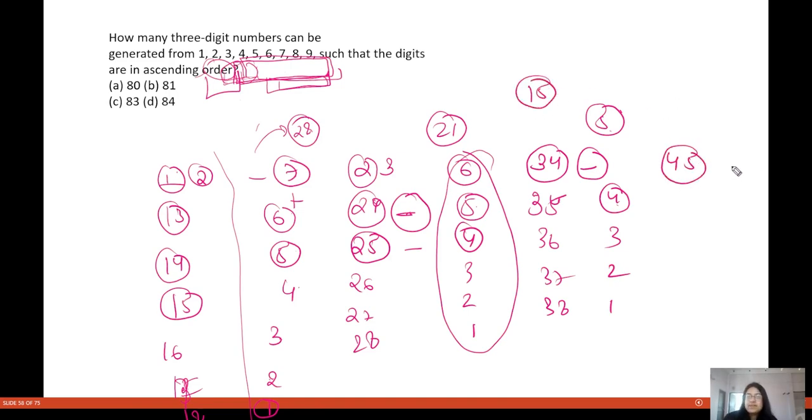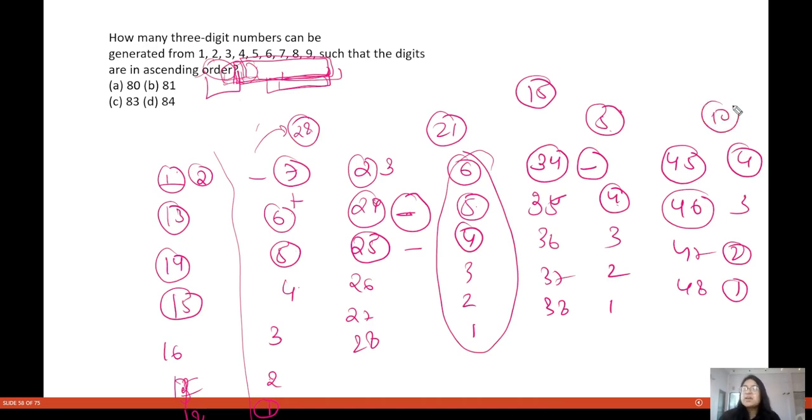Now 4 and 5. Okay, 4 and 5. So this can be done in how many ways? This can be done in 4 ways. 4 and 6, this can be done in 3 ways. 4 and 7, this can be done in 2 ways. 4 and 8, this can be done in 1 way. Okay, so this will become how much? This becomes 10. Okay, so see what we are doing: 28, and then 21, and then 15, and then you have this as 10.